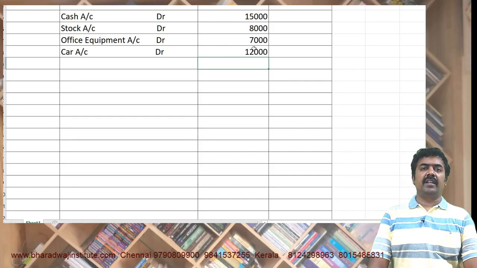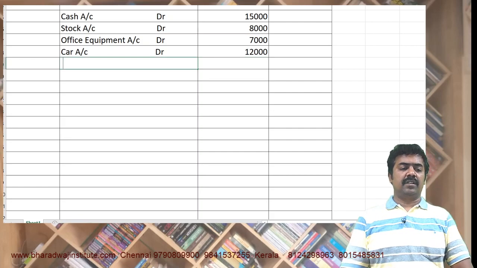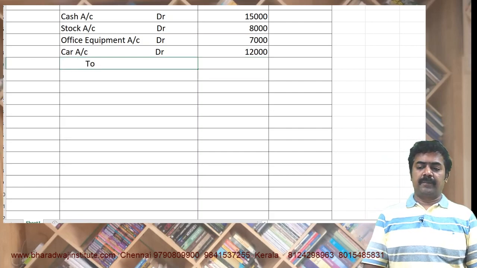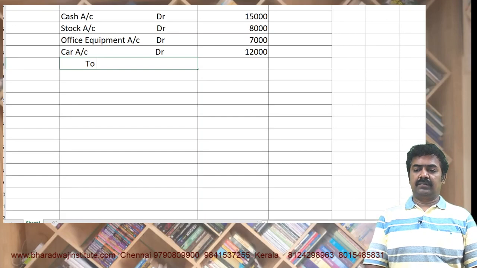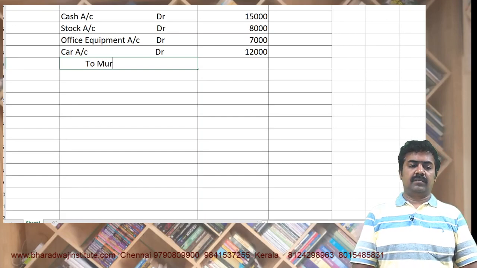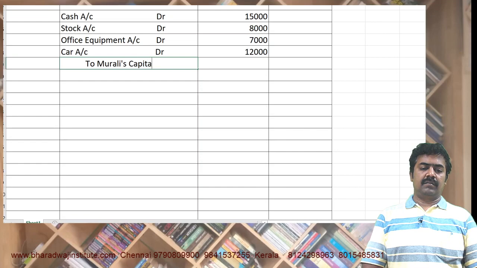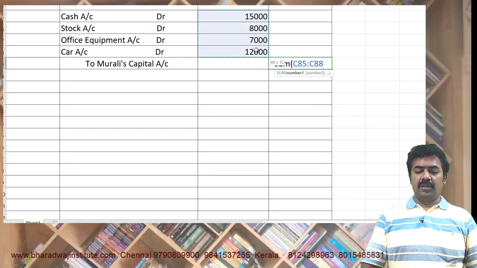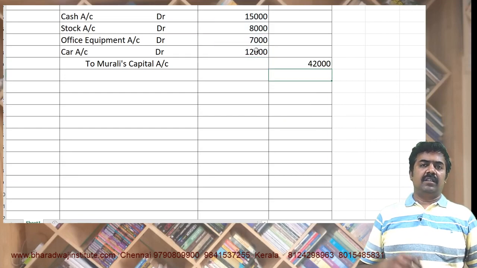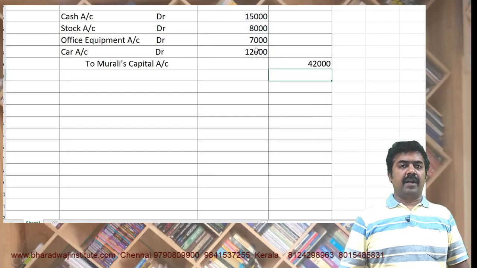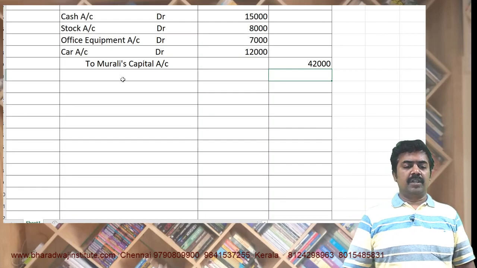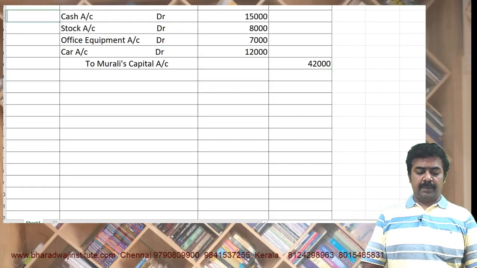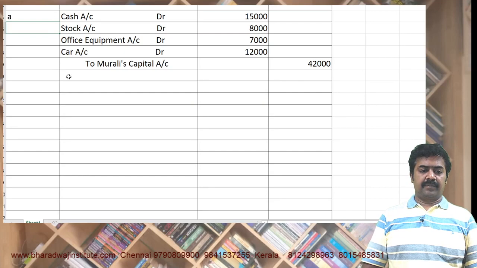So 15,000, 8,000, 7,000, 12,000. To which account? Capital account. Nothing but the total of whatever is debited. So whatever you are bringing into the business is your capital. Okay, business entity concept. Whatever the proprietor contributes to the business becomes what? Capital. This is for A.